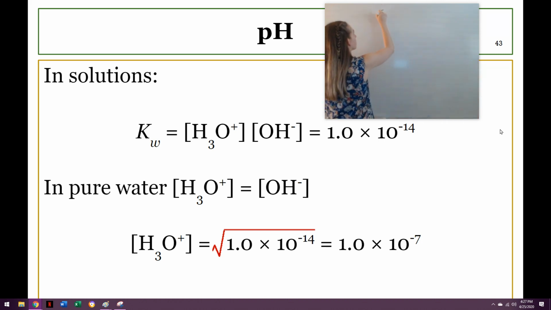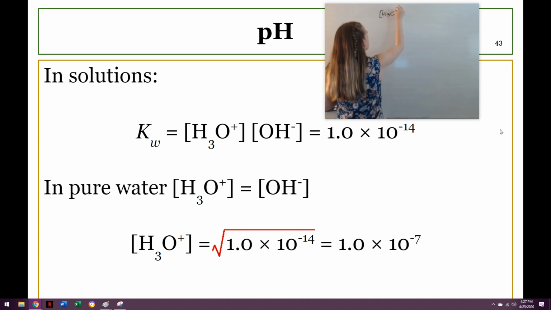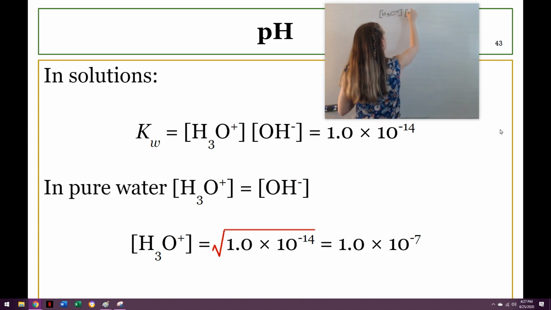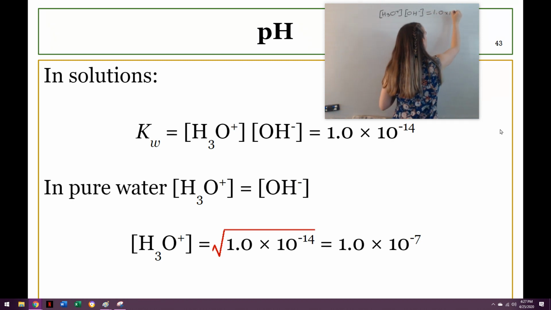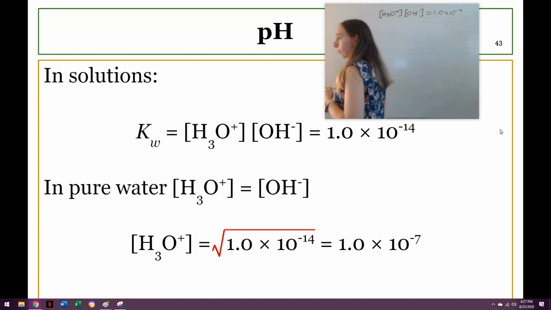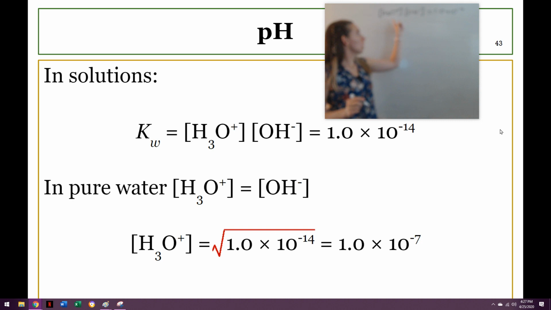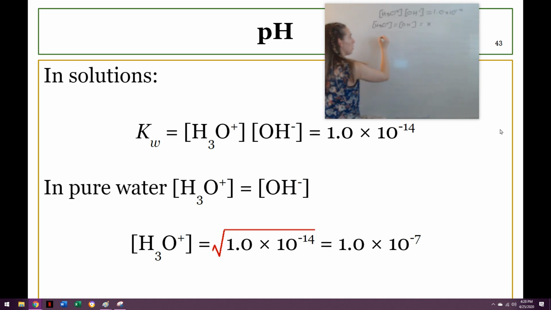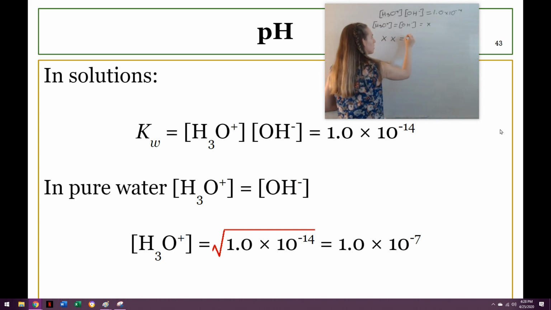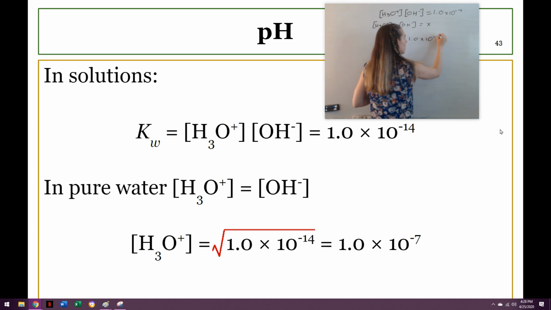If we have this H3O times the concentration of OH is equal to 1 times 10 to the negative 14. And in pure water, if these are equal to each other, then that means we could say something like this. H3O is equal to OH, which is then equal to the same variable. So that would mean we have X times X is equal to 1 times 10 to the negative 14.